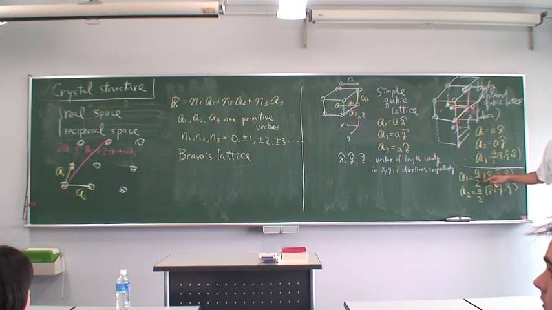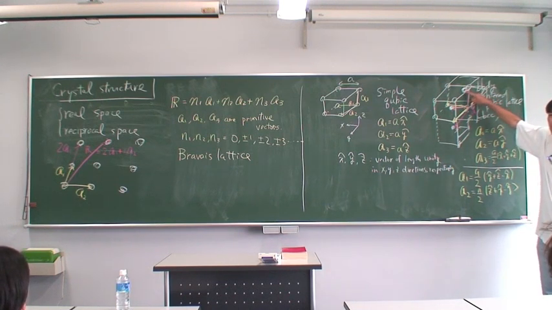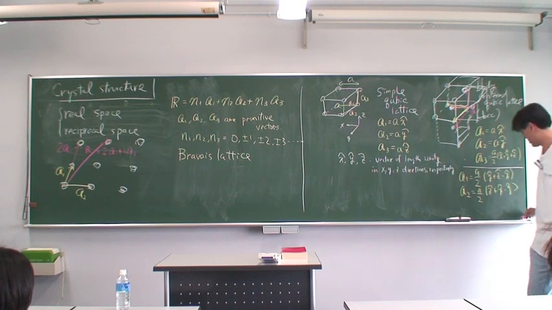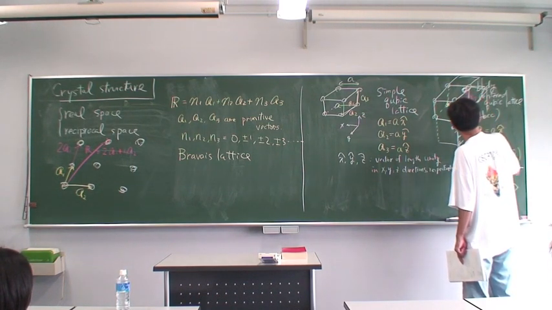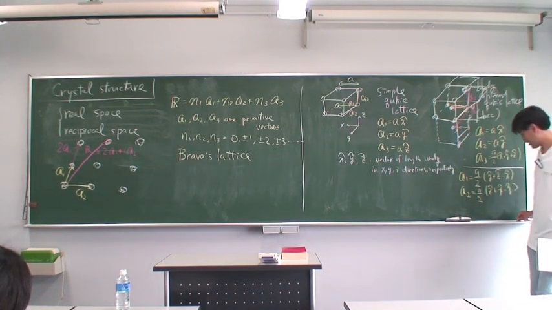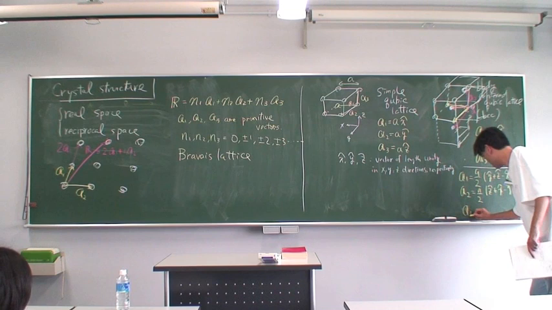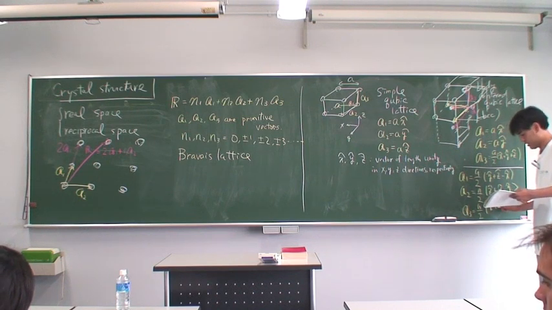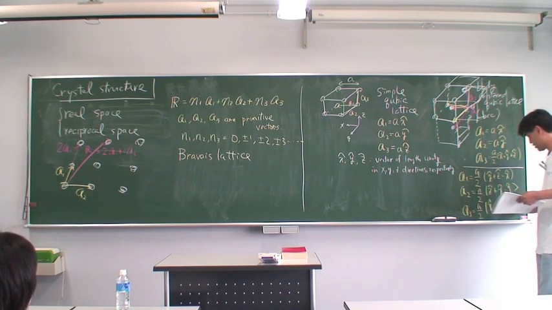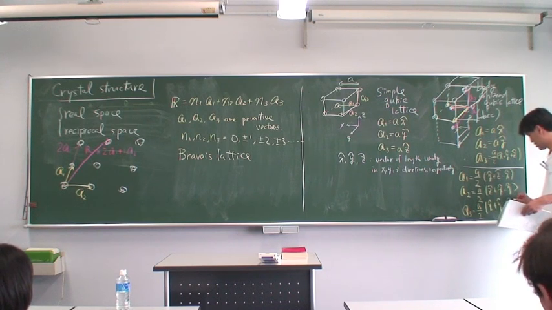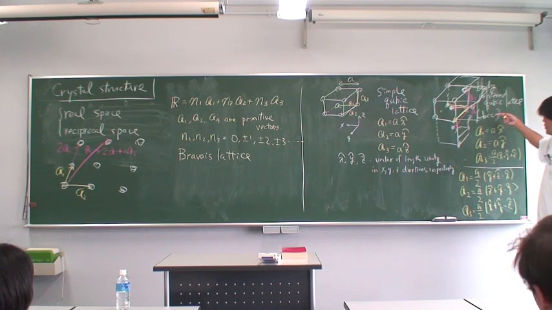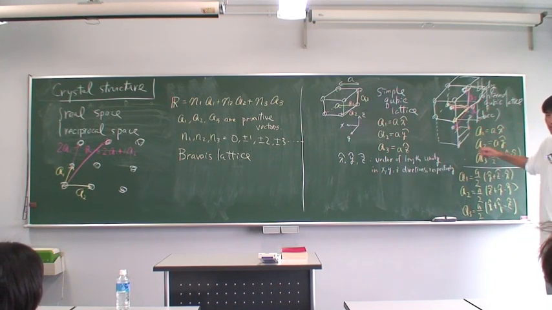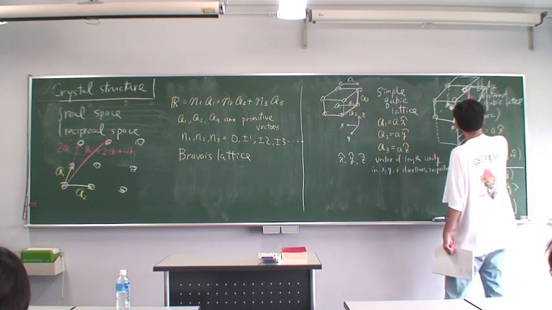Isn't it the one at the top, like Z and X and minus Y? It's the one at the top you choose. Oh yeah, that's right. The one at the top, this one. This one is A2. Thank you. So this is A2. And then A3 is A over 2, X plus Y minus Z. X plus Y minus Z, this one is A3.